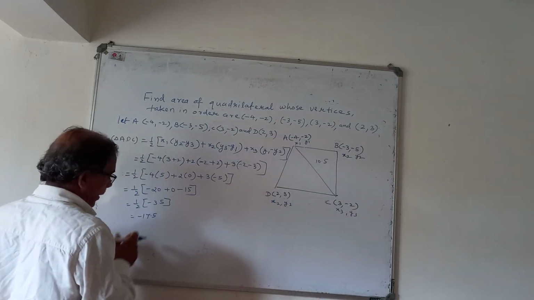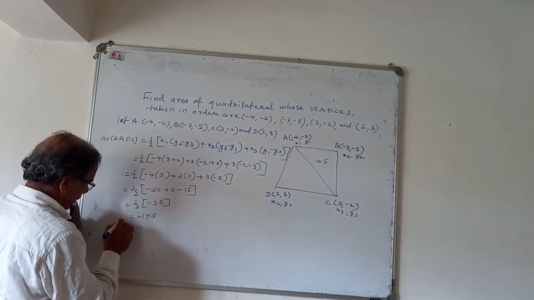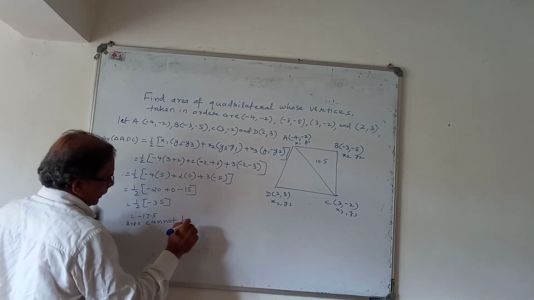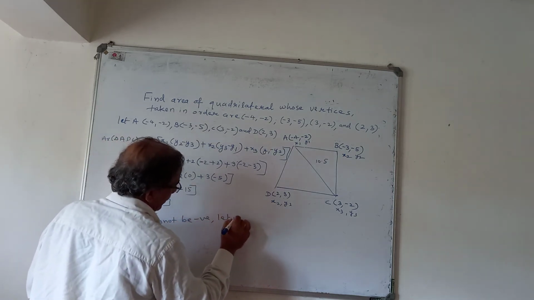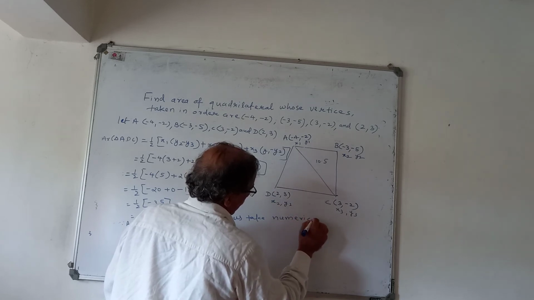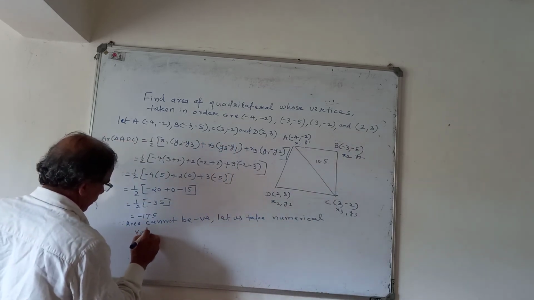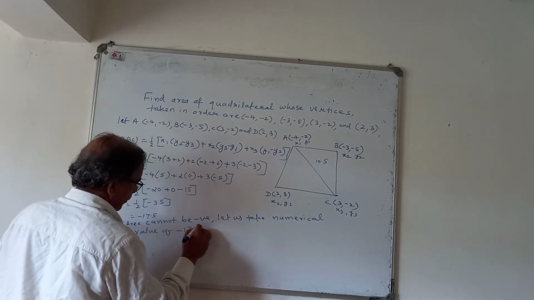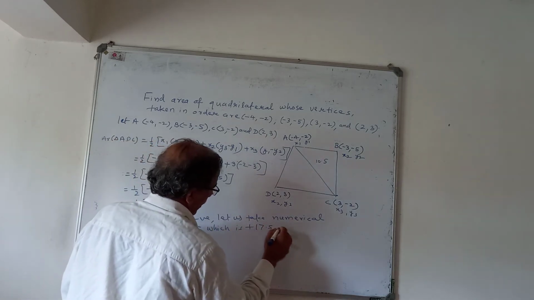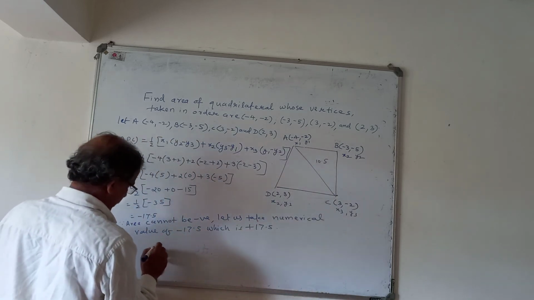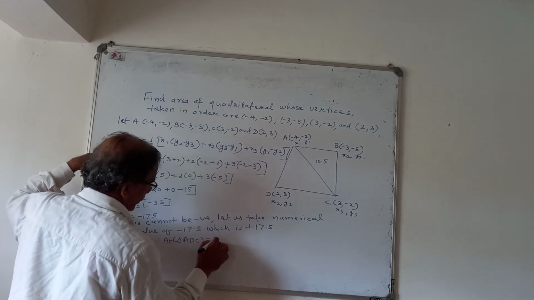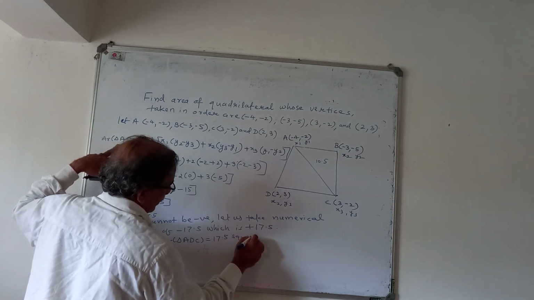So now here we have to write a statement. If the area comes negative, since area cannot be negative, let us take the numerical value of minus 17.5, which is plus 17.5, and therefore the area of triangle ADC is equal to 17.5 square units.